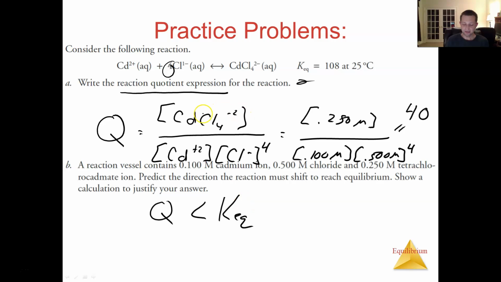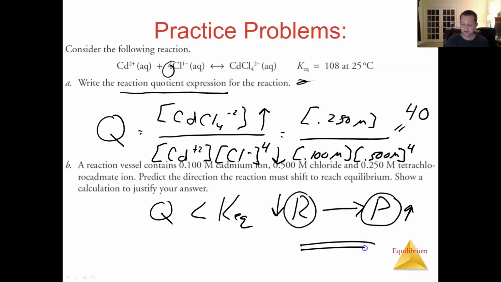If Q is less than KEQ, this ratio is too small. How do I make this ratio bigger? Well, I have to increase my numerator, so I have to increase the product, and I have to decrease my reactant. So again, here's our equation. Reactants yields products. If I need to increase my product and decrease my reactant, the reaction should shift in the forward direction, left to right. So the reaction will proceed in the forward direction, to the right, in order to establish equilibrium. Okay? That takes care of it.